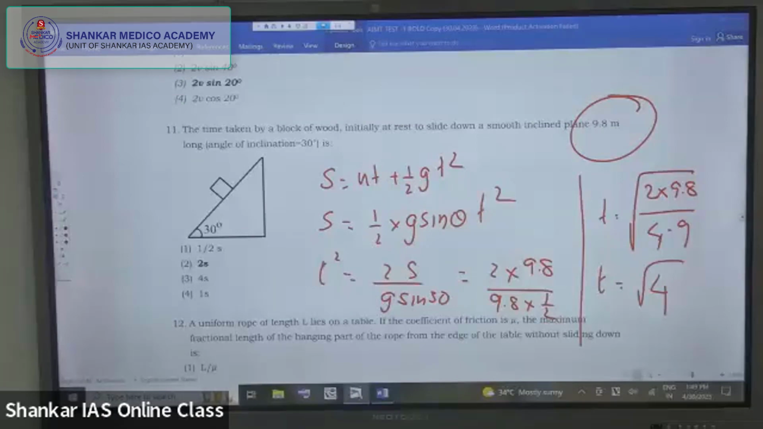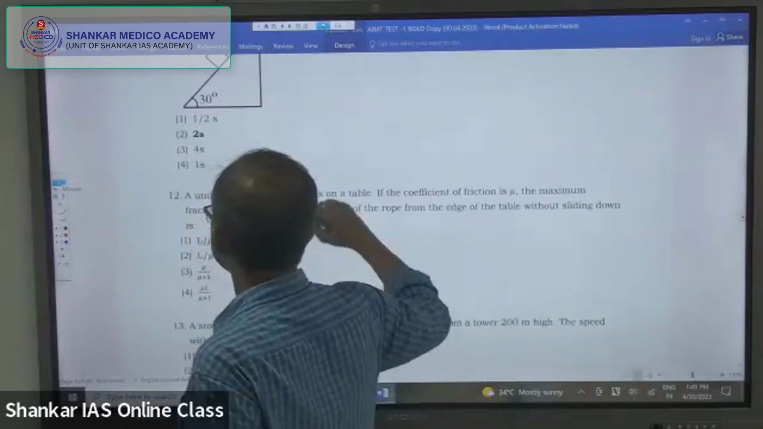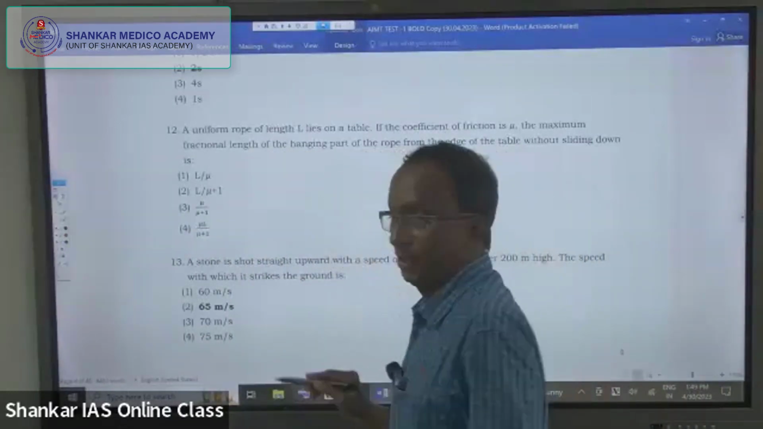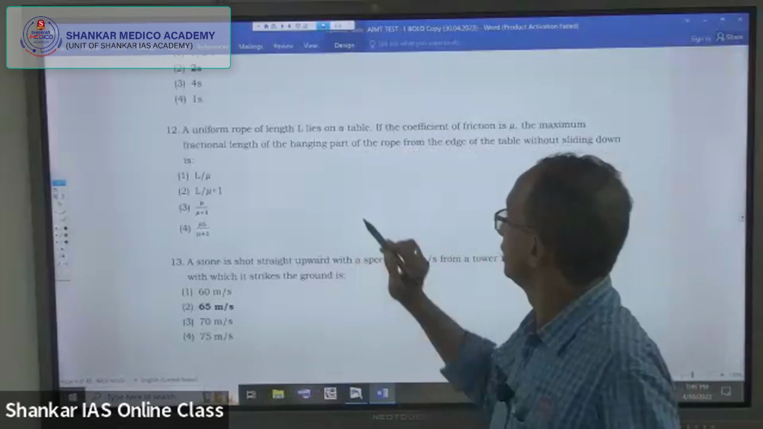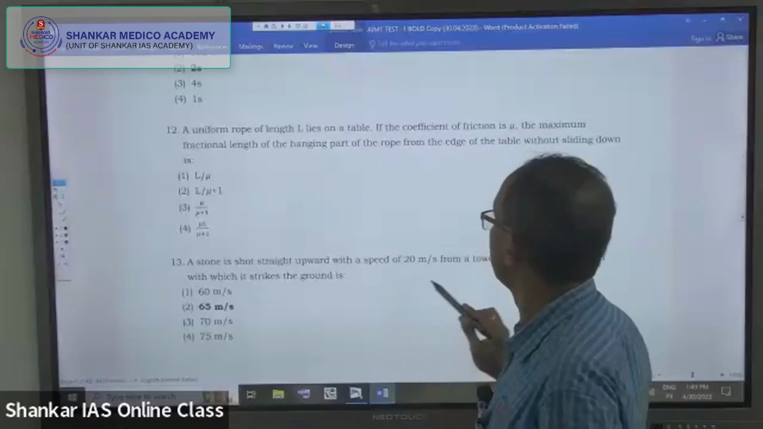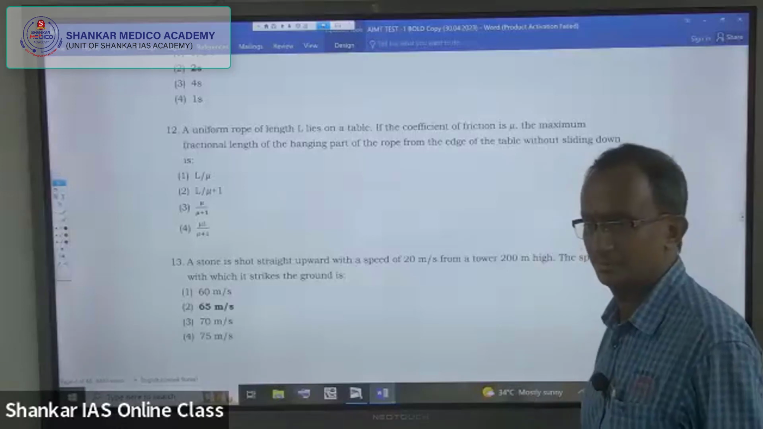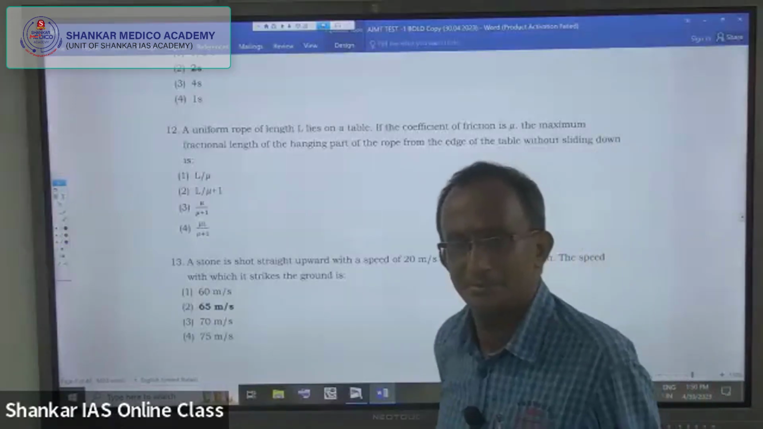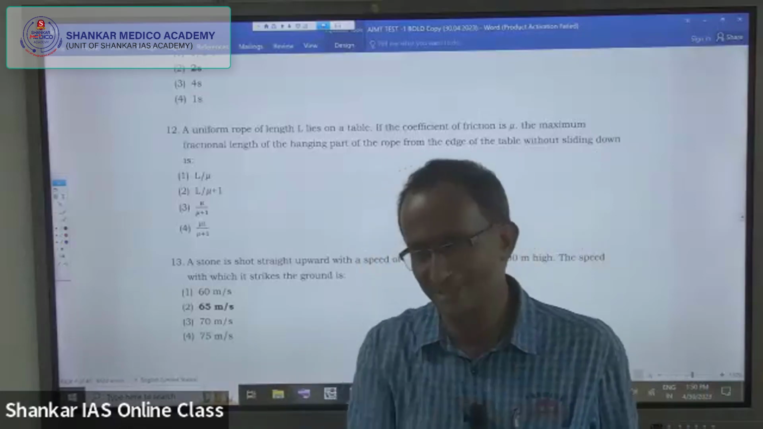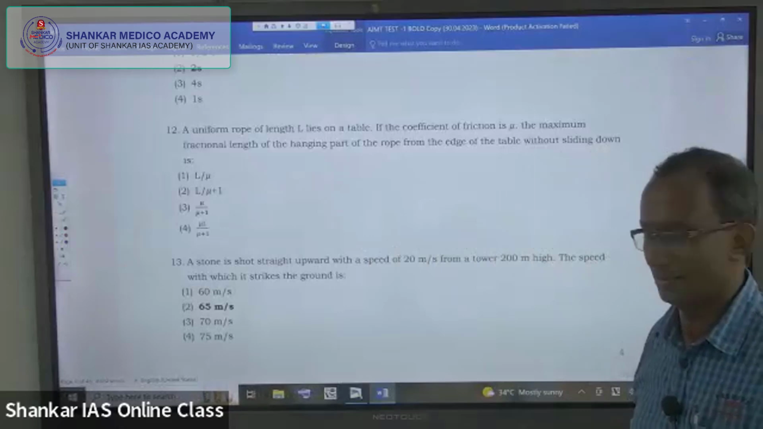Next is question number 12. A uniform rope of length L lies on a table. If the coefficient of friction is mu, what is the maximum fractional length of the hanging part of the rope from the edge of the table without sliding down? Anybody got the answer? Answer is C. How many steps? Okay. You also got C. Good. Sai Shashank? No idea.